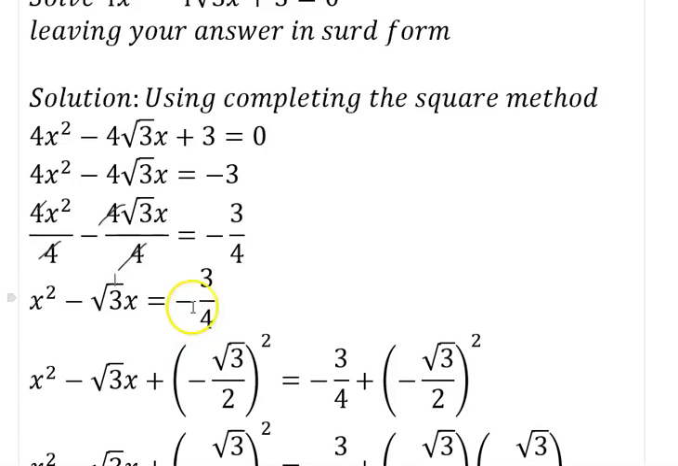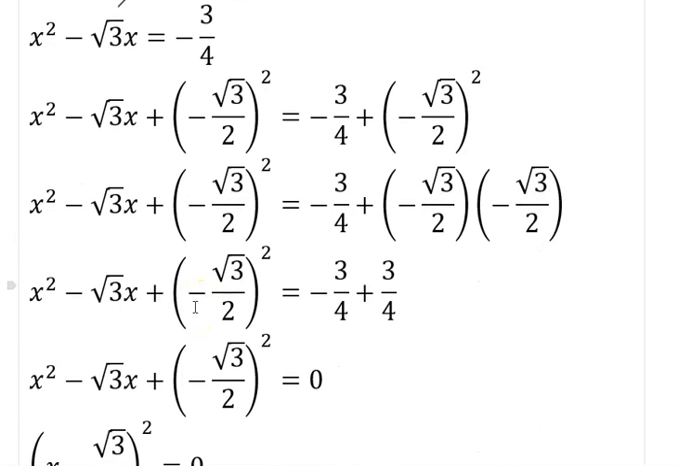Now the next step is this. You need to be very careful at this junction. Now look at this.